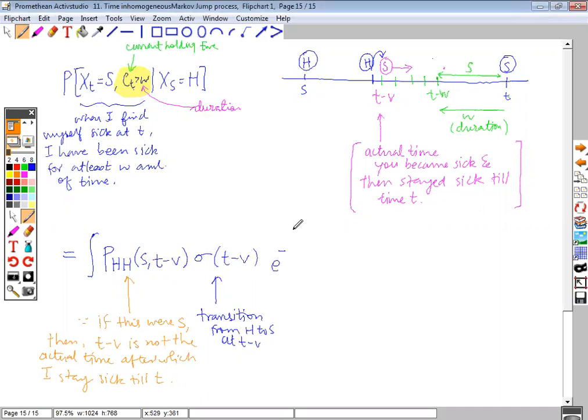So I will have e raised to minus integration T minus V to T. And here the transition rates out of sick state. So again, a row, if you become healthy again, and sorry, I shouldn't say if you become healthy again because we have a minus here. So we cannot be healthy. We basically just stay sick. But this is the force of transition out.